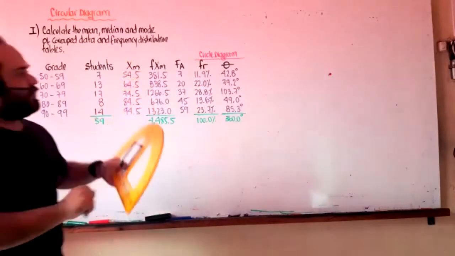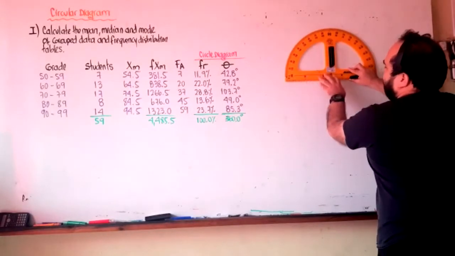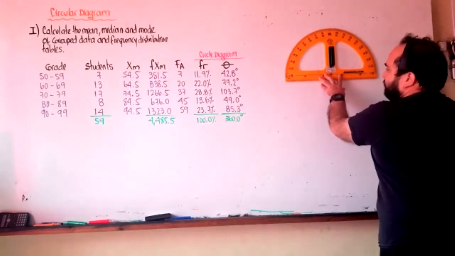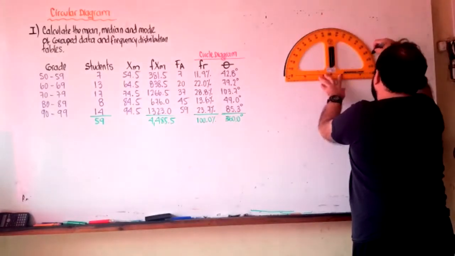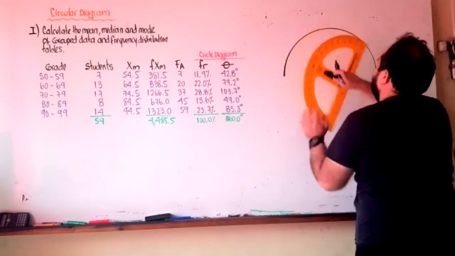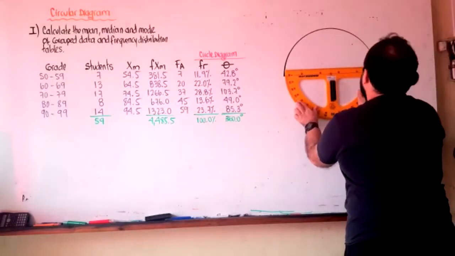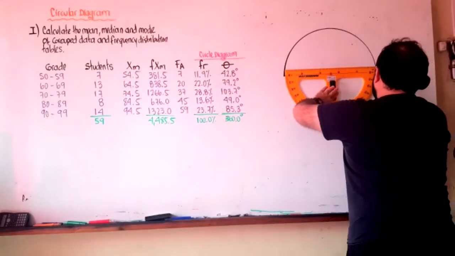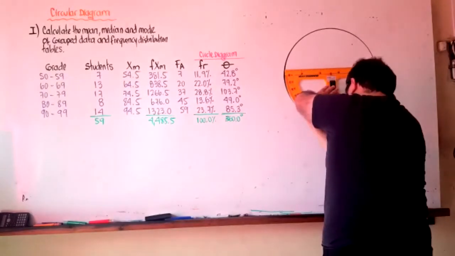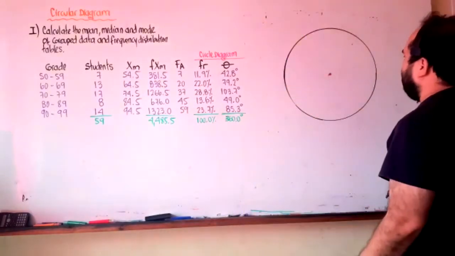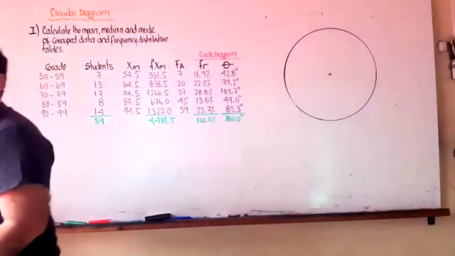Please place the protractor with the red circle in the center, and let's draw the circle. From 0 degrees until 180, we have half of the circle, right? Put it in the opposite direction once again, and let's complete the circle. Okay, voila.